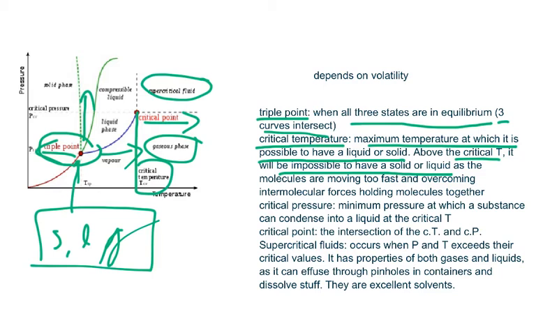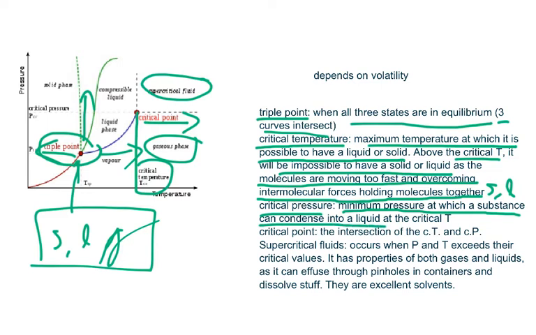Now, this is because above the critical temperature, molecules are moving too fast, and they overcome the intermolecular forces holding molecules together in the solid and liquid phase, and that's why they can never become those phases. So now we can talk about critical pressure. Critical pressure is the minimum pressure at which a substance can condense into a liquid at the critical temperature.